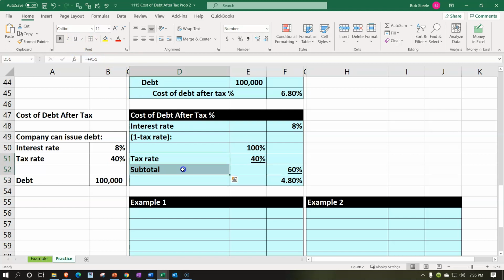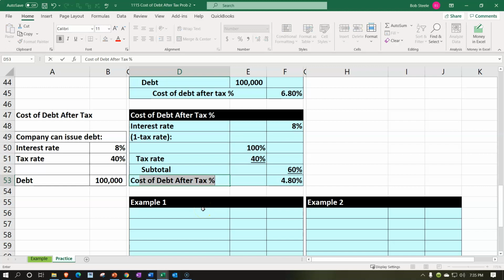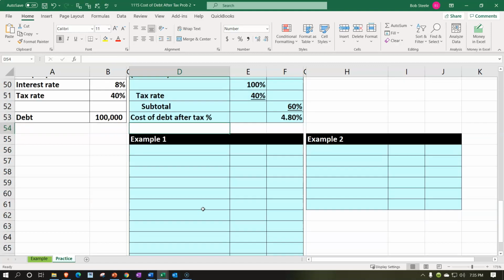Let's do some alignment, aligning out this one and put the subtotal out there. And then we're just going to call this the cost of debt after tax. And I'm going to say percent here. Percent, like so. Okay, then let's do our examples down below.